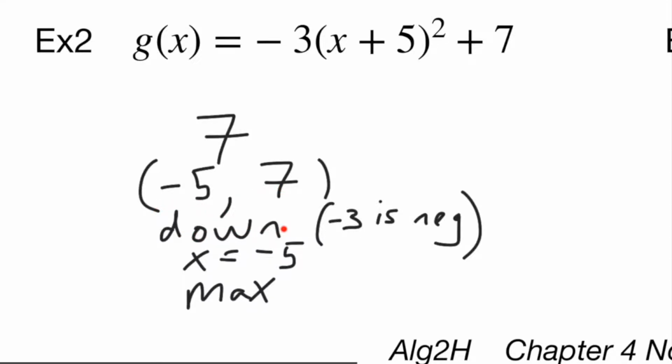It's going to open downward since negative 3 is a negative number. It'll be like an n instead of a u. And then the axis of symmetry is going to be at x equals negative 5. That's where the vertex is. And it's going to be a maximum because it's opening downward.